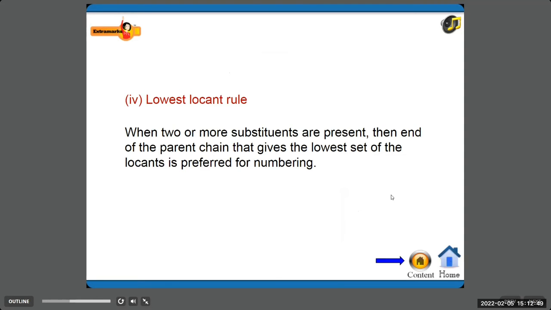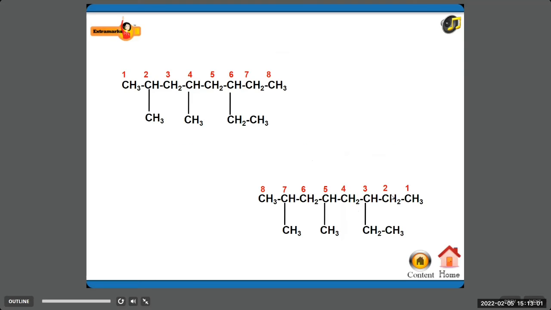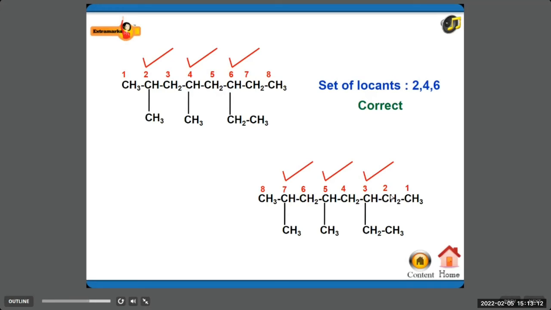Another rule used for numbering the carbon chains is the lowest locant rule. When two or more substituents are present, then the end of the parent chain that gives the lowest set of the locants is preferred for numbering. For the given compound, there are two possible sets of locants, 2, 4, 6 and 3, 5, 7. The correct set of locants is 2, 4, 6, while the incorrect set of locants is 3, 5, 7.